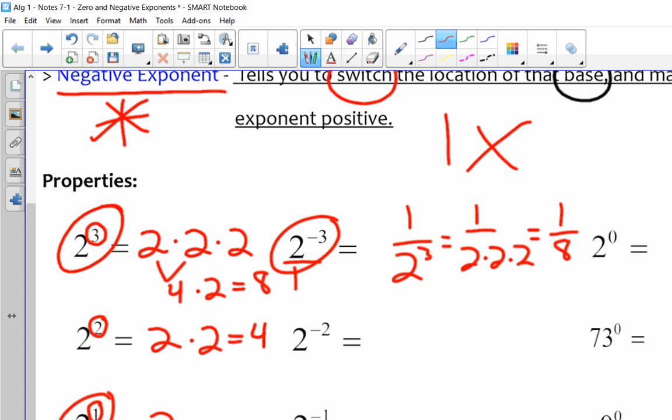So the same thing with this next one. I understand it's written over a 1. So I'm going to flip it because I can't have a negative exponent. And when I flip it, it becomes positive. And now I can get that.